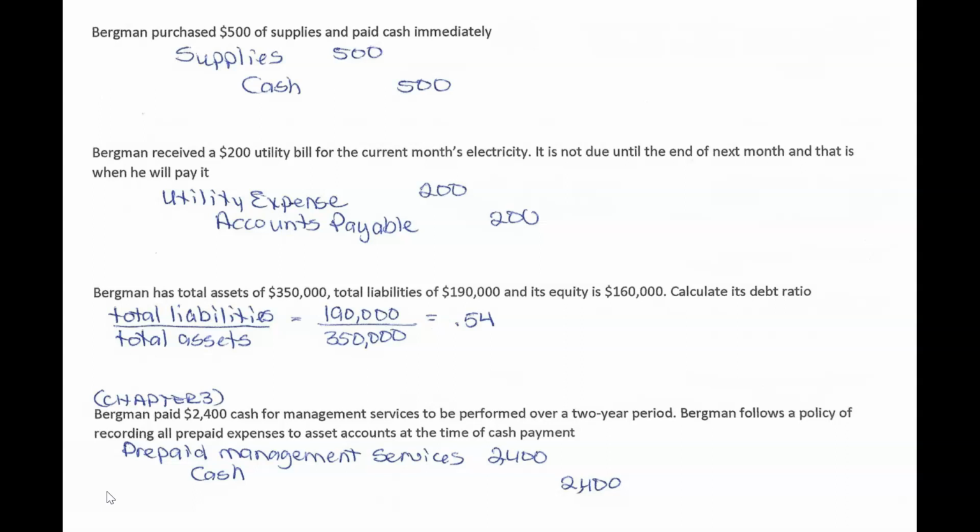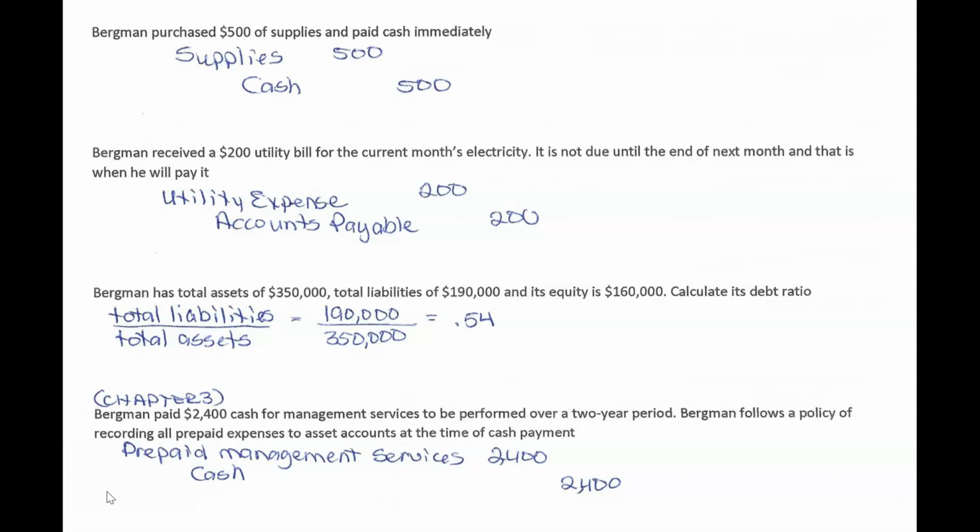In chapter 2, we also went over some ratios, and we'll revisit them when we get to chapter 17. And the one I wanted to concentrate on for the midterm was the debt ratio. Debt ratio is total liabilities over total assets. And the total liabilities is $190,000. The total assets is $350,000. In this problem, they also give you the equity. Just remember that they're going to give you more information in the problem than you need. They want you to pull out the information that you need and know what to do.